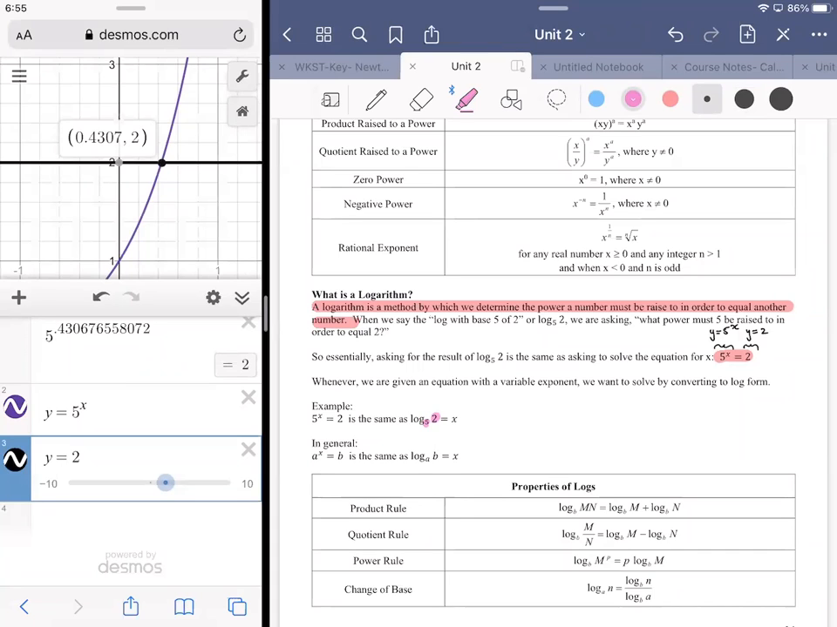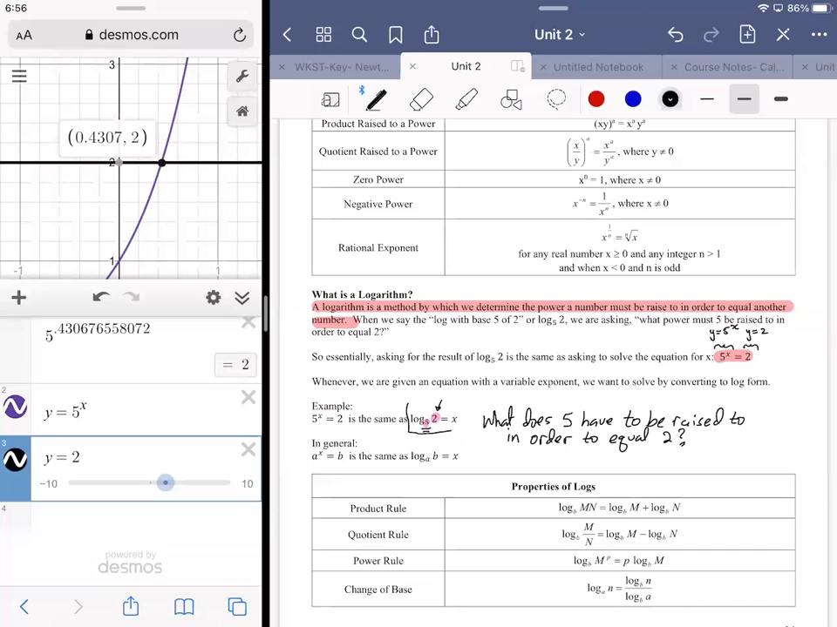All right. So I'm saying, what does this number have to be raised to to equal this? What does 5 have to be raised to in order to equal 2? That's what this expression is asking us. It doesn't very much look like that, right? But that's really what it is, right?